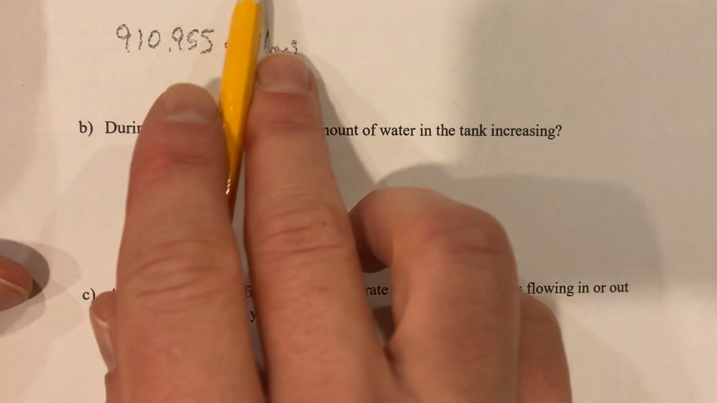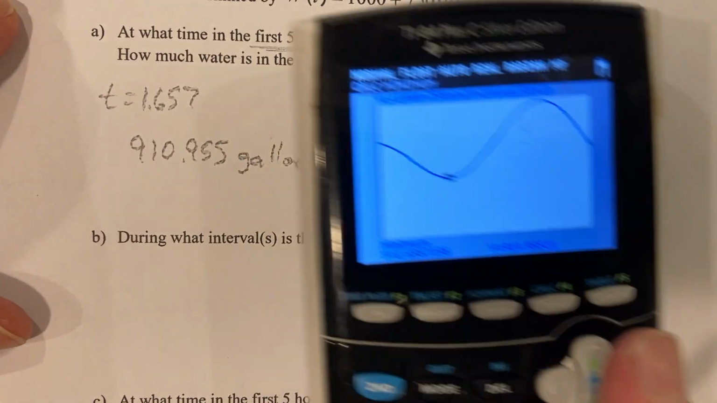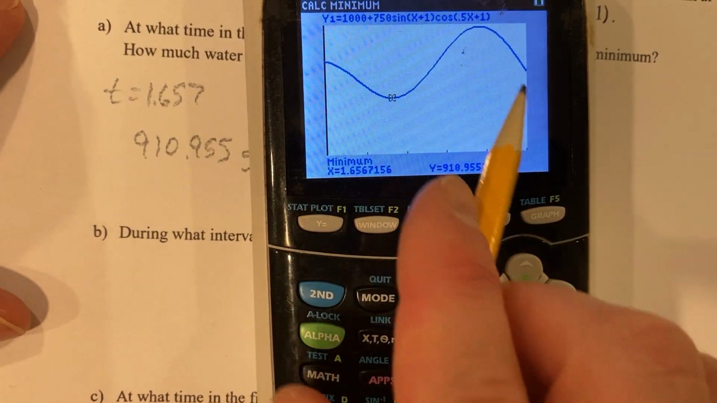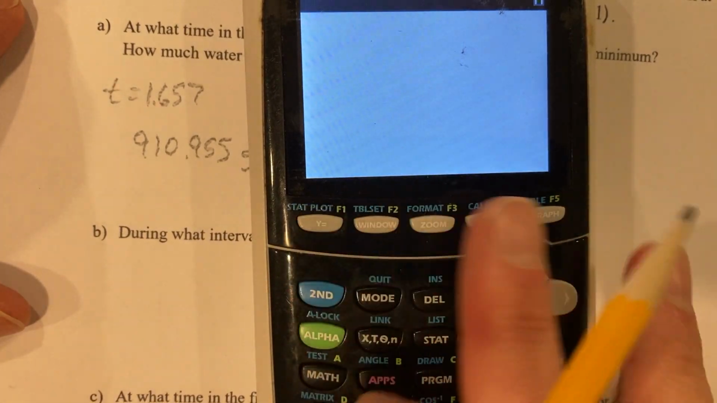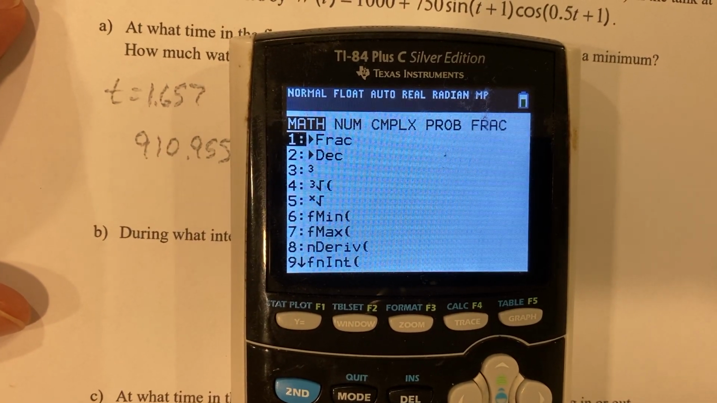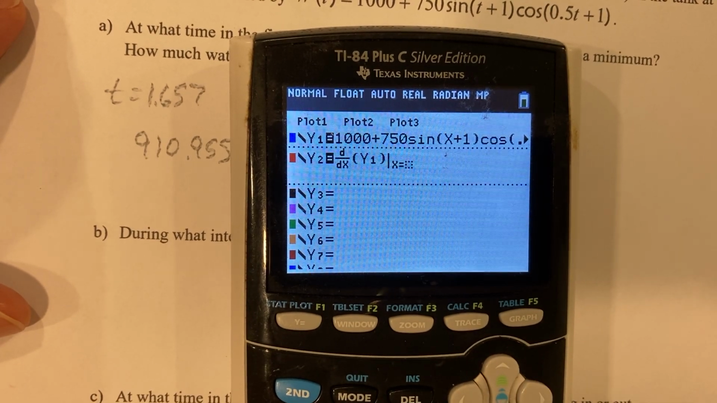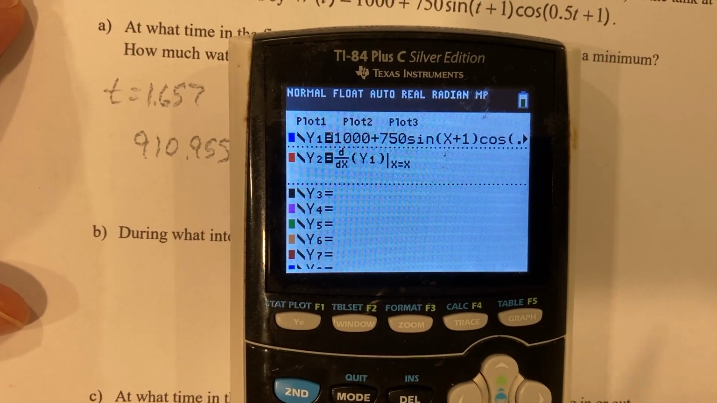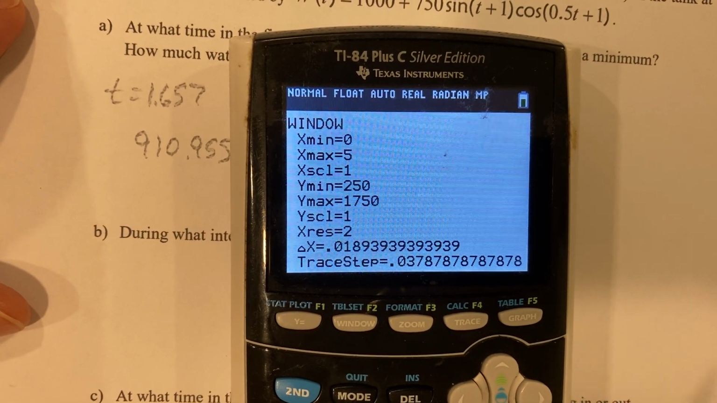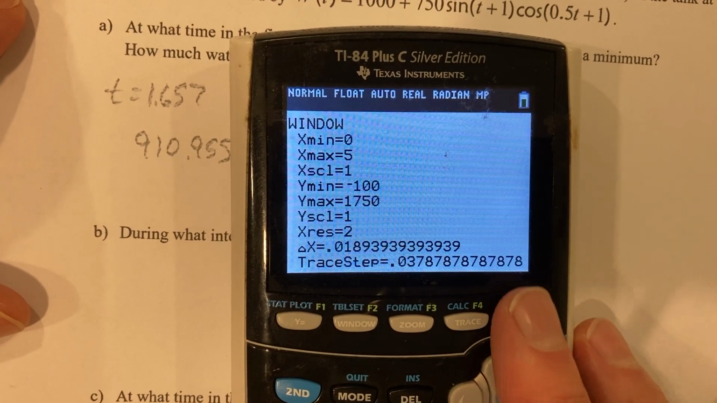So again, I'm assuming that we're only talking about the first 5 hours here. So initially, it sure does look like we're decreasing, then we increase up to this point, and then we decrease again. What I want to do, though, is I want to kind of make sure. So I'm going to go ahead and graph a second function that will be the derivative of this first one, all right, for x equal x. And for my window, I do need to make this have some negative values. So I'm going to go negative, say, 100 here. We'll see if that's enough or not.